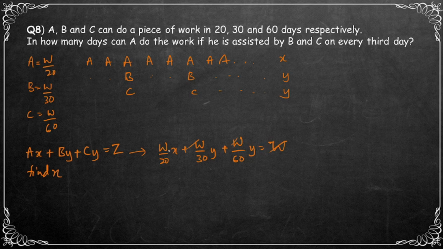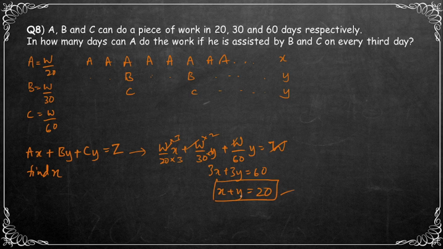So W gets cancelled. 20, 30, 60, the LCM is 60. So 3x plus 2y plus y, so 3x plus 3y is equal to 60. So x plus y, taking 3 common, 60 by 3 is 20. So x plus y is equal to 20.